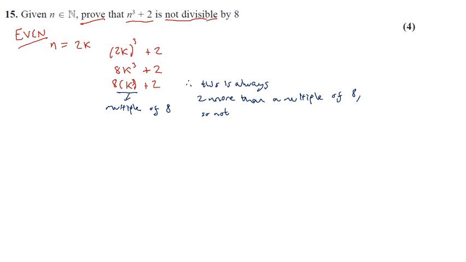And I'm going to use that word divisible. It's important you say it's not divisible by, rather than can't divide by. It's not divisible by 8. So we've shown it for an even number. Now let's show it for an odd number.